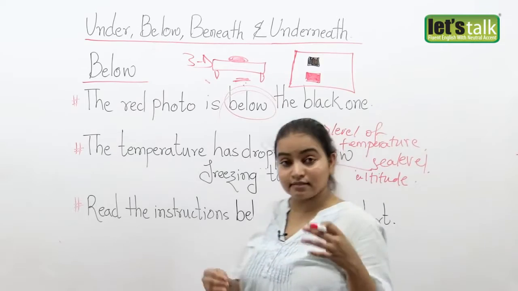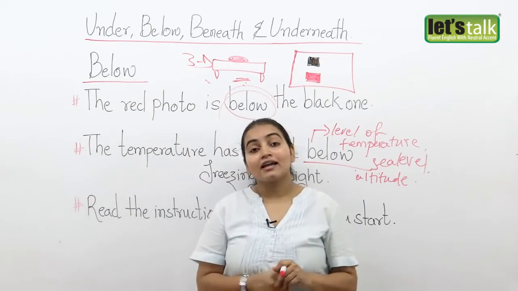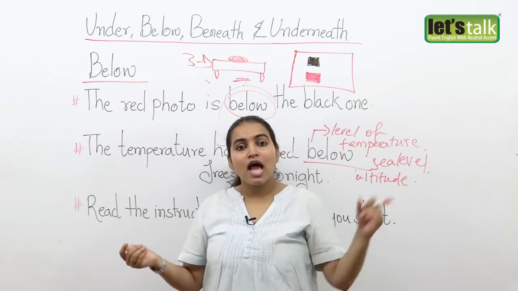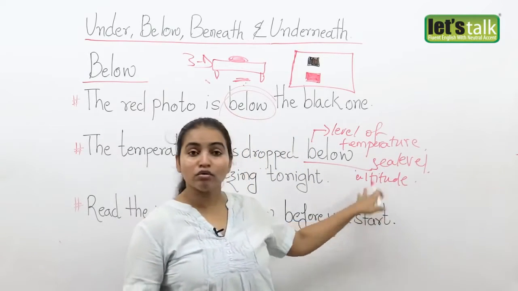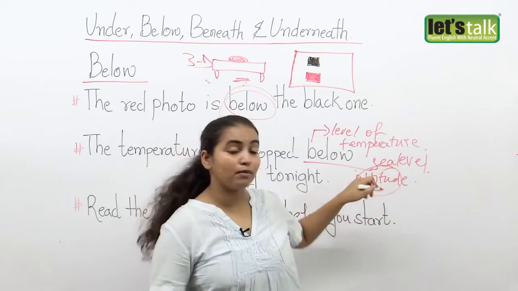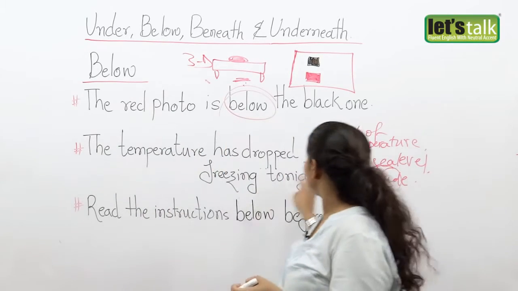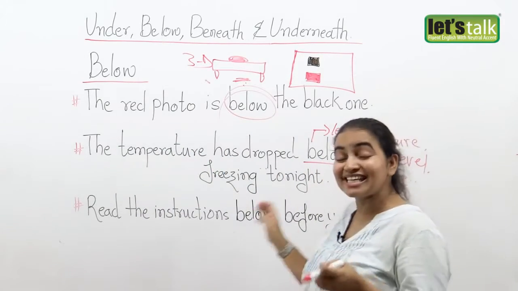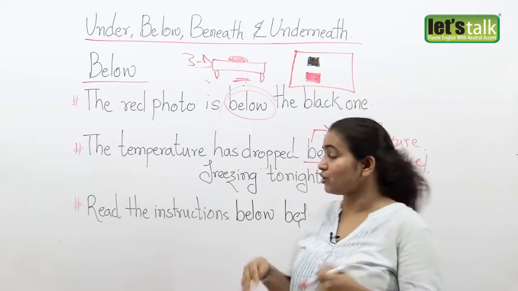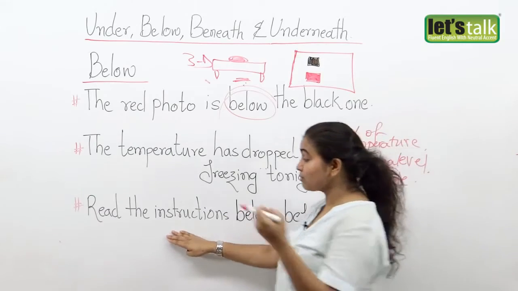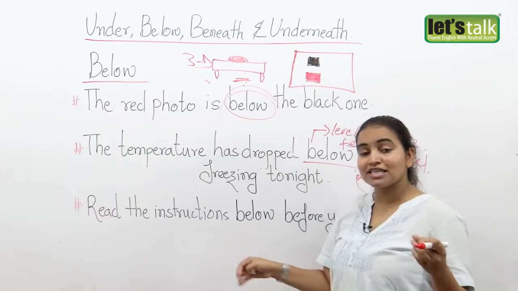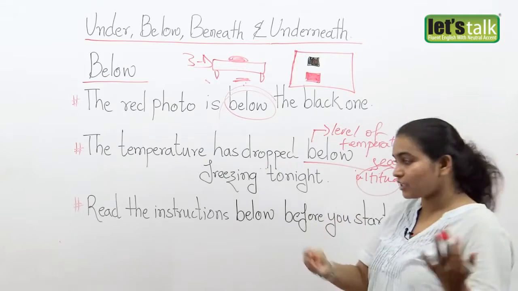So that is the height, of course, and I can say the plane lost control and went immediately 100 feet below altitude. So I'm talking about here the level of temperature, the sea level, and the level of altitude. And then you have the last context where you use below when I talk about things that are mentioned later.